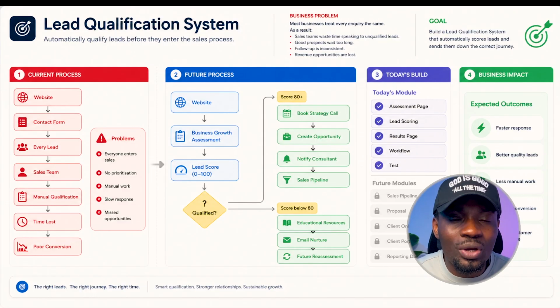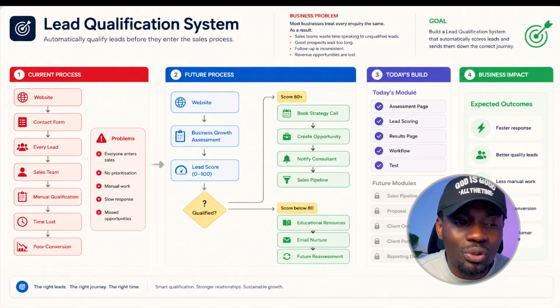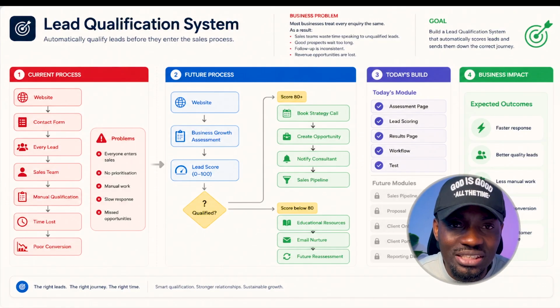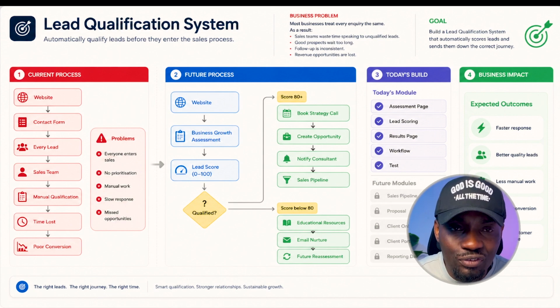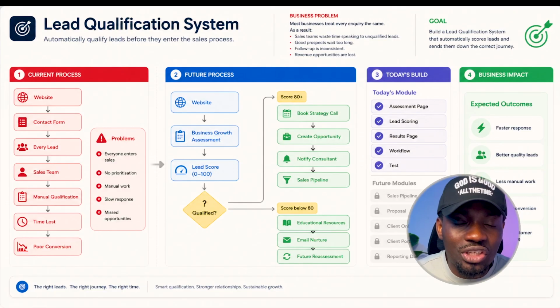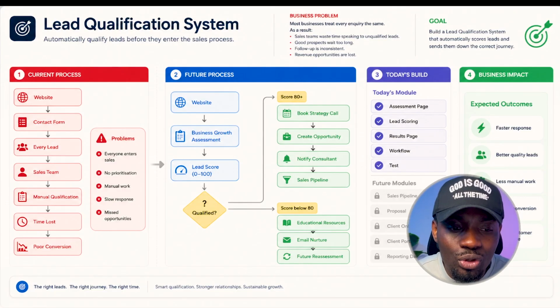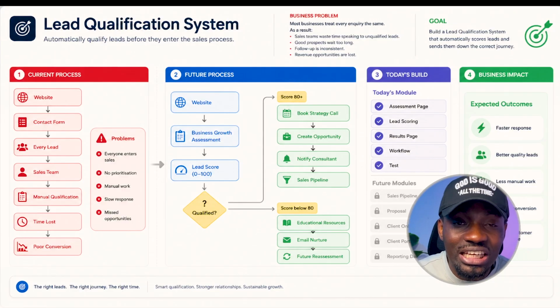The better way and the right way to do it is each time a lead comes into your business, there should be a business growth assessment where they will take the assessment. They will be scored based on the response that they give. And if the lead is not qualified, what do you do? You would send the lead educational materials, email nurturing, and then they can now retake the assessment in the future.